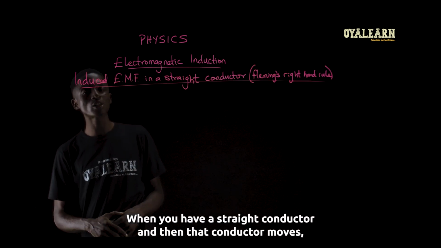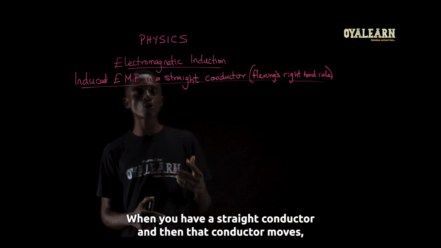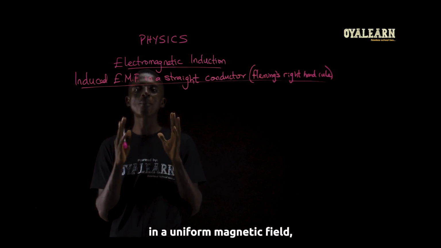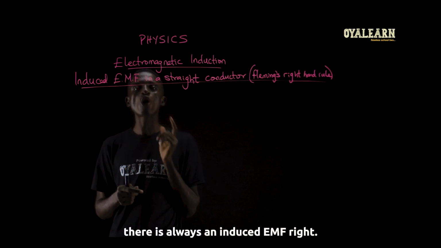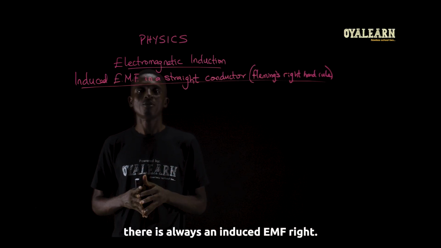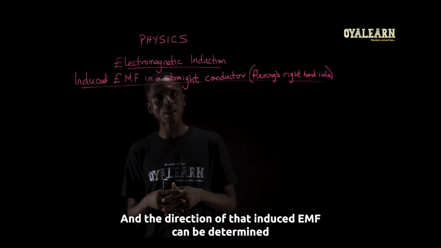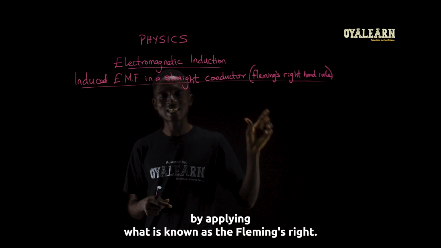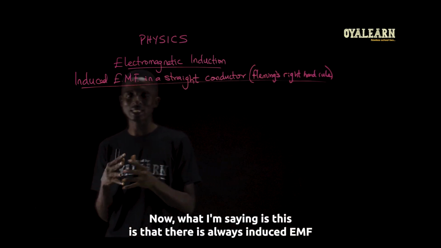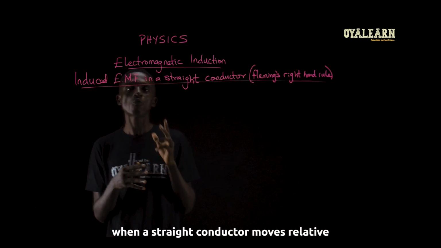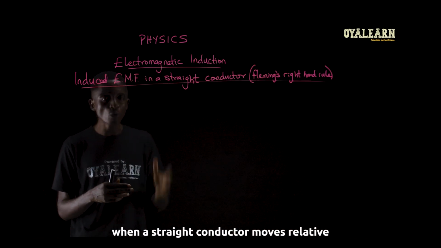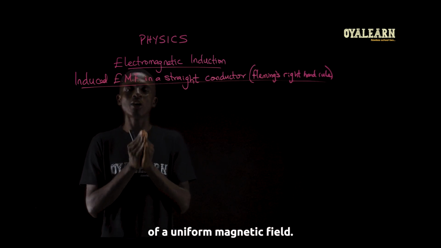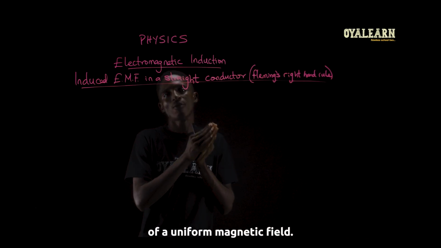When you have a straight conductor and then that conductor moves in a uniform magnetic field, there is always an induced EMF, right? And the direction of that induced EMF can be determined by applying what is known as Fleming's right hand rule. Now, what I'm saying is this, there's always induced EMF when a straight conductor moves relative to the lines of force of a uniform magnetic field.